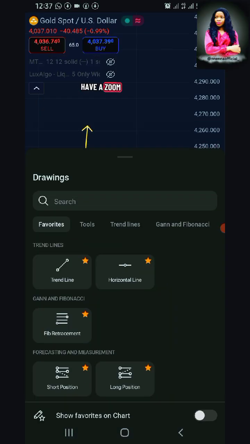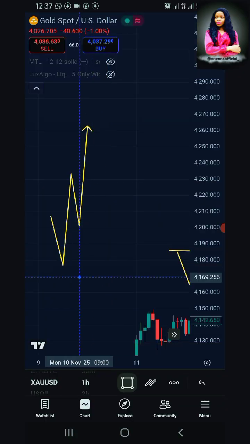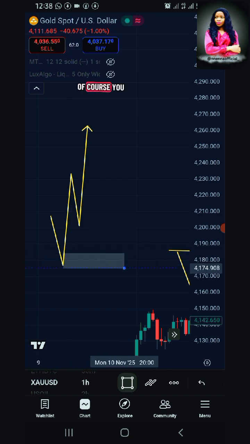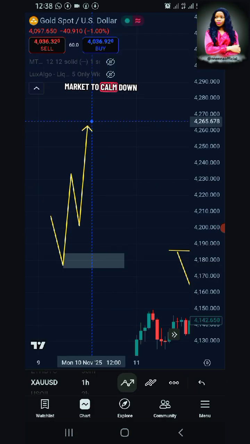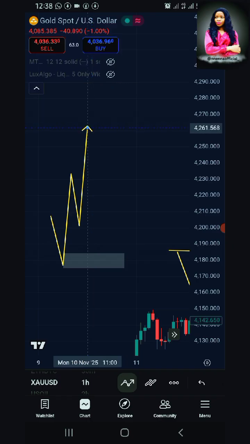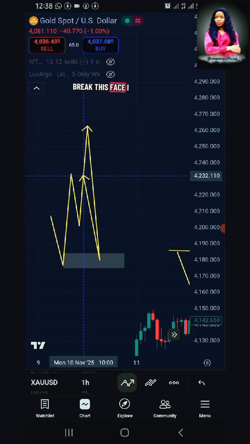And then we have a zone left behind. So here is our zone. Of course, you know your BOS. Now, what are you expecting the market to do? Expecting the market to come down, then tag you in, and then boom, at least break this first high.